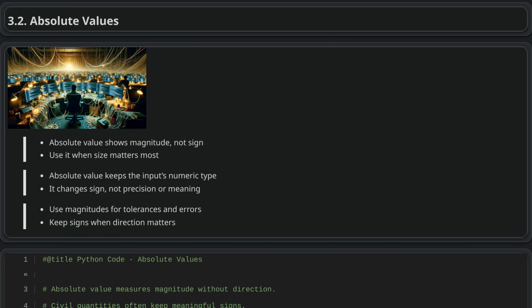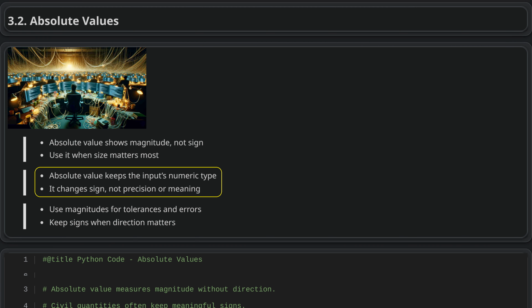Absolute values. Absolute value is important in numerical computing because it shows a number's size without its sign. In engineering, signs may represent direction, but the magnitude of an error or difference is often what matters most. Using absolute value turns signed results into non-negative values on the same scale, making calculations clearer and reducing the risk of misreading negative values as less important.